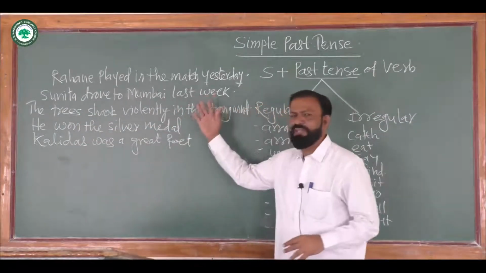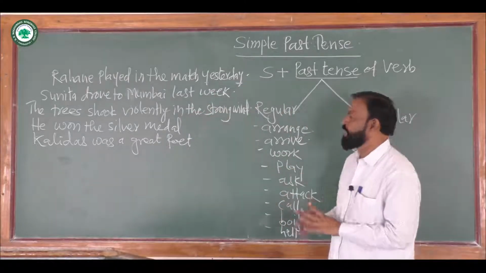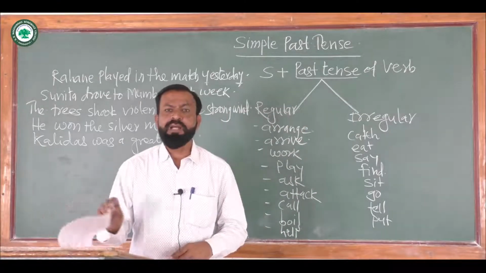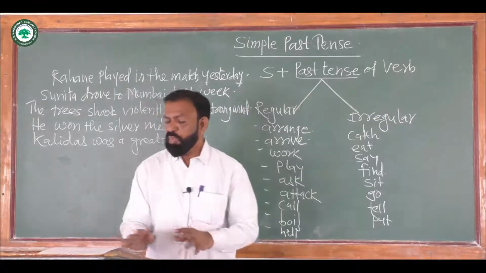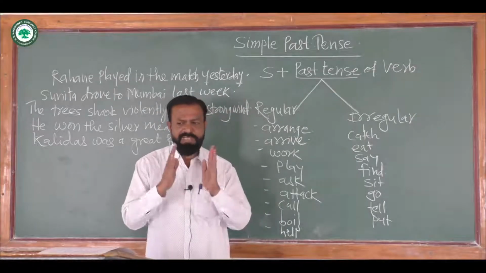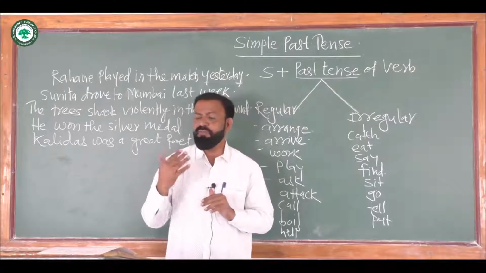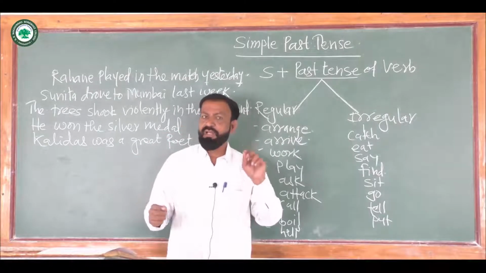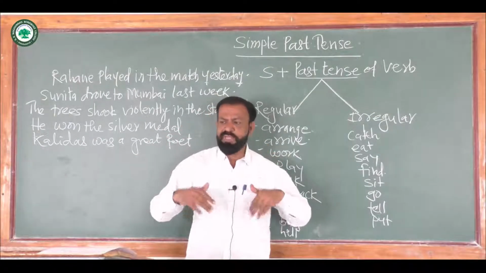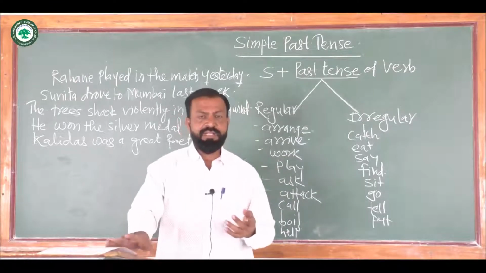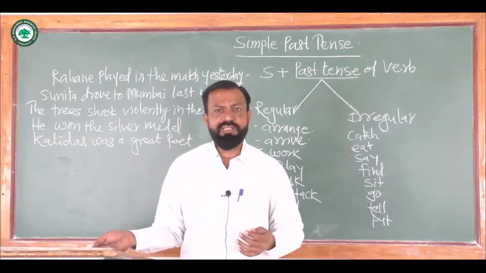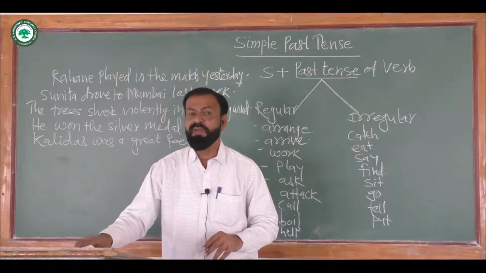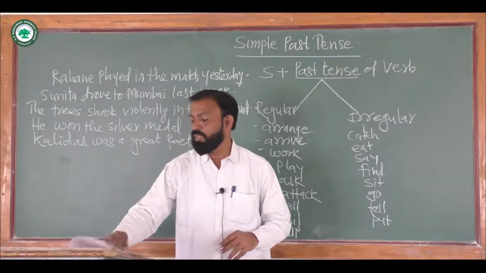Here I have written some examples which show the uses of simple past tense. The simple past tense is used to refer to an action, activity or event that took place in the past, which means the action or event has already happened in the past. This is again very important.